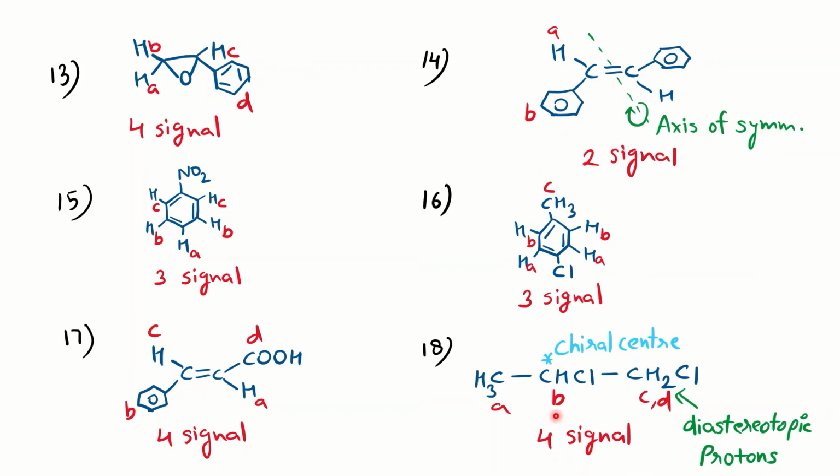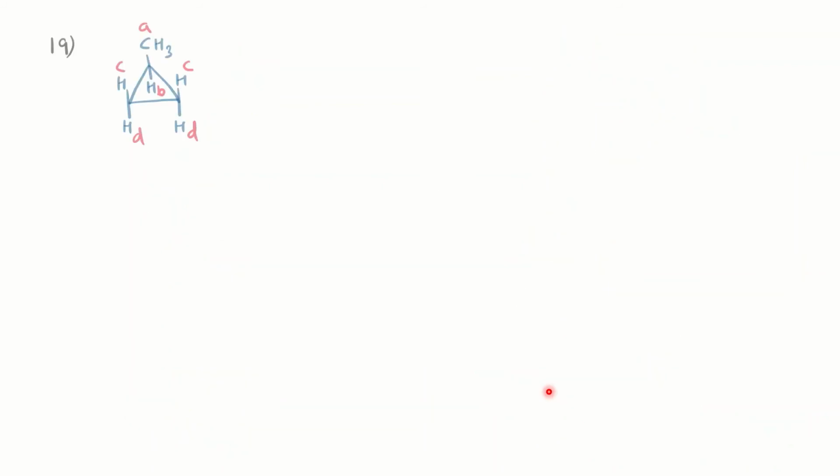This is again another trick to identify diastereotopic protons, which is again one of the most important topics for MSc and any competitive exam, that is how to identify this. You just have to see whether the adjacent carbon is chiral or not.